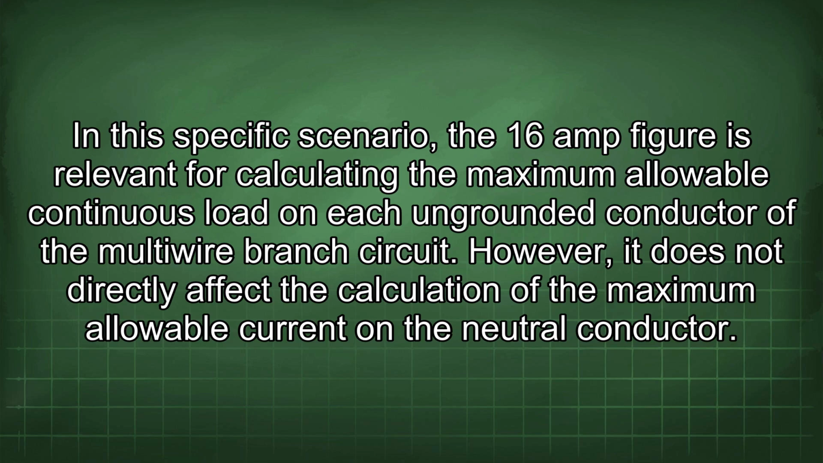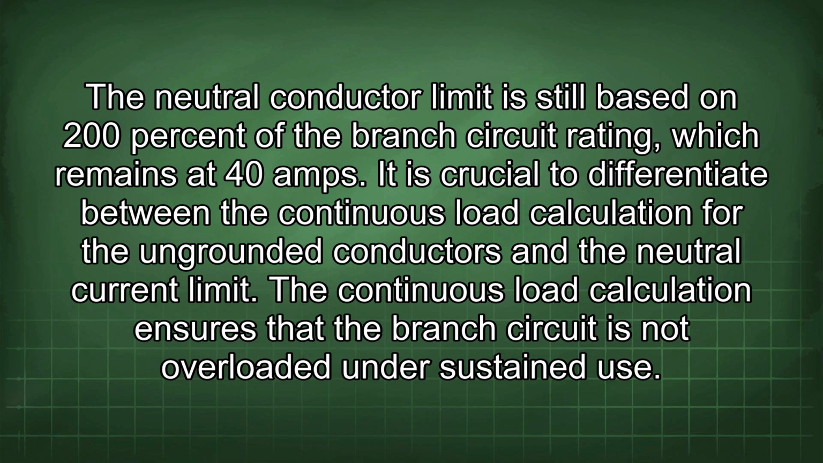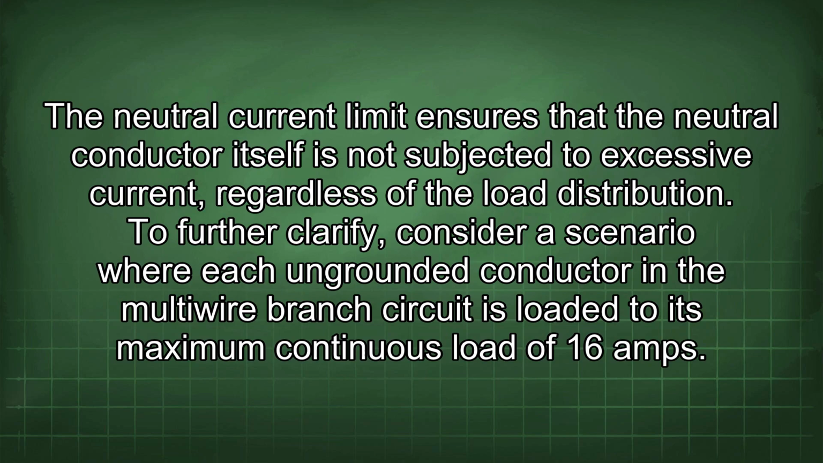However, it does not directly affect the calculation of the maximum allowable current on the neutral conductor. The neutral conductor limit is still based on 200% of the branch circuit rating, which remains at 40 amps. It is crucial to differentiate between the continuous load calculation for the ungrounded conductors and the neutral current limit. The continuous load calculation ensures that the branch circuit is not overloaded under sustained use. The neutral current limit ensures that the neutral conductor itself is not subjected to excessive current, regardless of the load distribution.